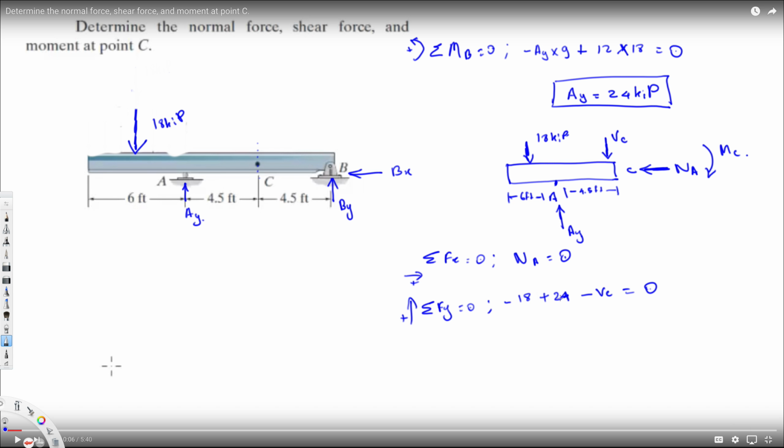So this is going to be 24 minus 18, which is 6. Vc is coming out as positive 6. If we go to the other side, it's going to be negative 6, and since it's negative Vc, it's going to be positive 6 kilopounds. So this is the answer for Vc, and then the only thing we have left is to find the moment around C.